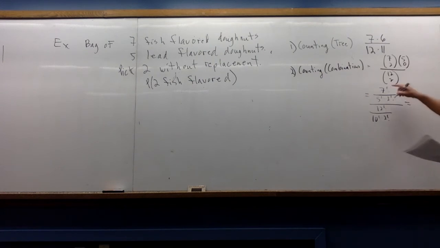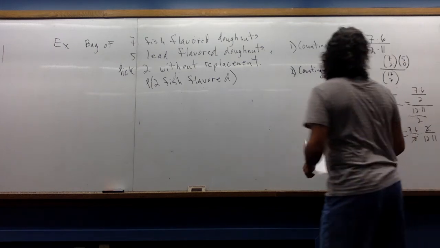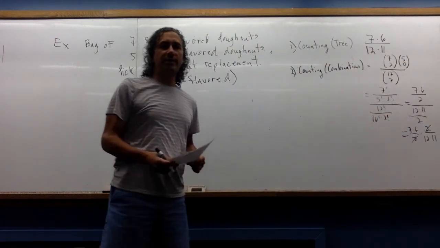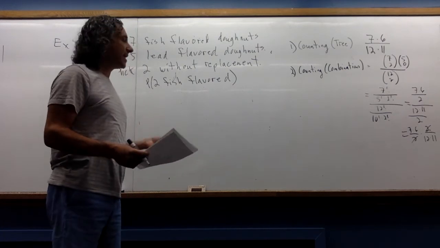Okay, so let's see. 7 factorial over 5 factorial, that just becomes 7 times 6. We have 2 on bottom. 12 times 11, 2 on bottom. A little bit of algebra, flip that up. We have 7 times 6 over 2 times 2 over 12 times 11. Boom, boom. And once again, we have 7 times 6 over 12 times 11. So that's a second way of thinking about it.